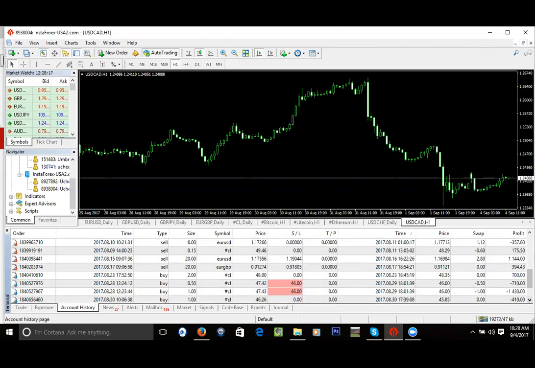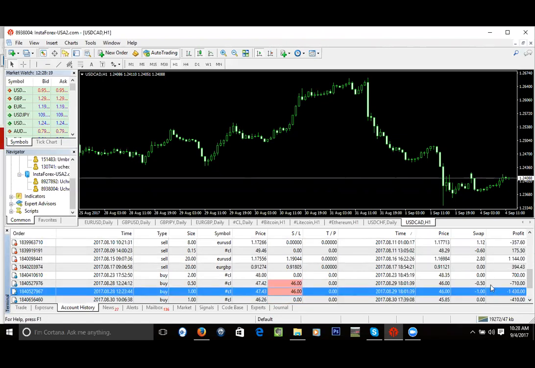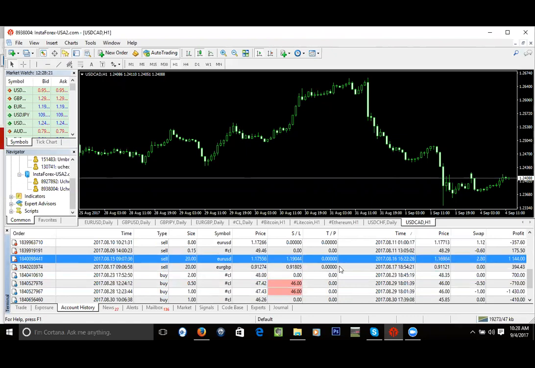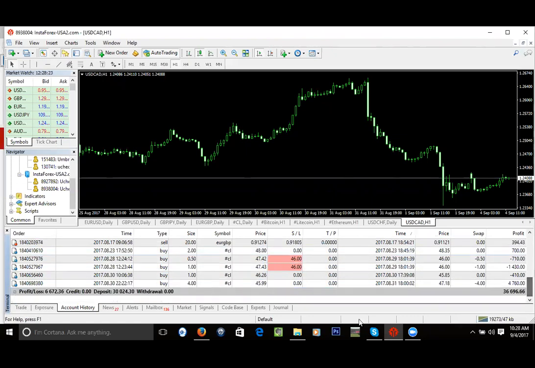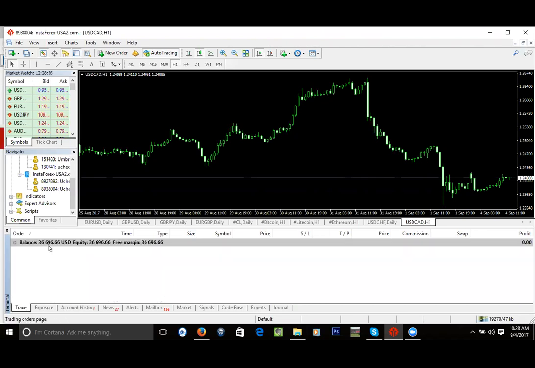If there is a loss, like for example here, if there is a loss, there's profit and all of that, then it is under here. Here is where you see the summary of this account. Like you can see, this account has gained about $6,000 profit, and the current balance is $36,692. Then, assuming you have more than one account, this is where you see all of them.